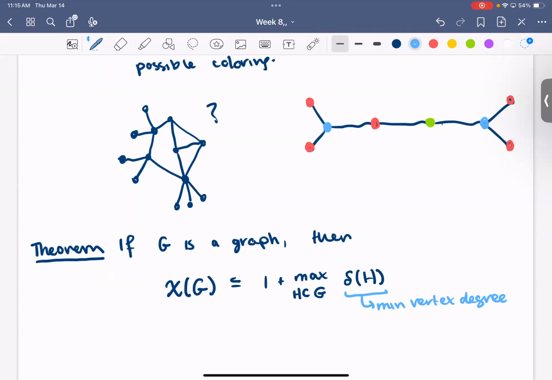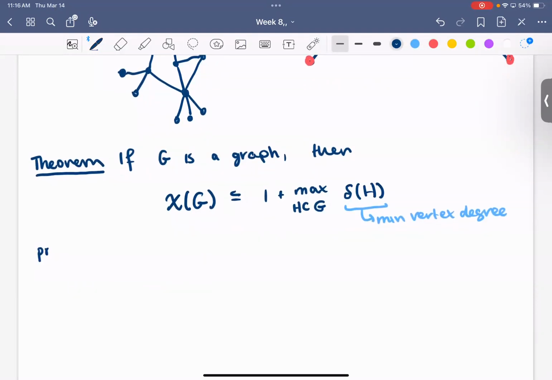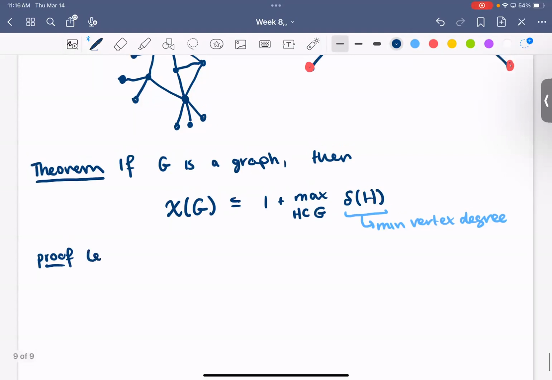Okay, so let's see how this goes. For the proof, let K be chi of G. And I'm gonna let H prime be a K critical subgraph of G.